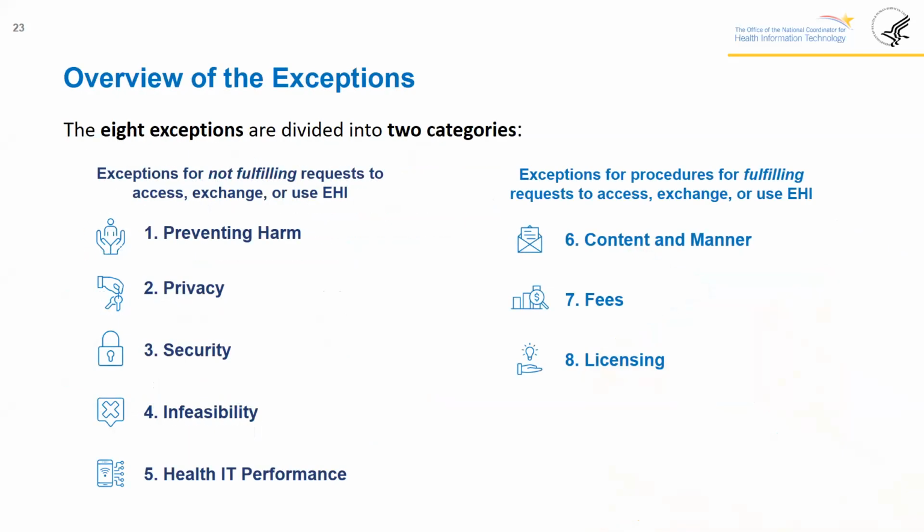Okay, so in the final rule, we have restructured the exceptions, and we've divided the exceptions into 2 categories, as you can see on the screen. The first category on the left-hand side of the screen are exceptions that involve not fulfilling requests to access, exchange, or use EHI. And the second category on the right-hand side of your screen are exceptions that involve procedures for fulfilling requests to access, exchange, or use EHI. So the difference is, on the left-hand side, if an actor met all the conditions of those exceptions, they would not need to provide access, exchange, or use of the EHI. However, on the right-hand side, if you met all the conditions of those exceptions, you would still have to provide access, exchange, or use of EHI, but under the procedures that we lay out.